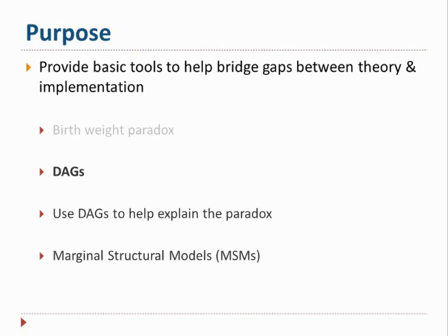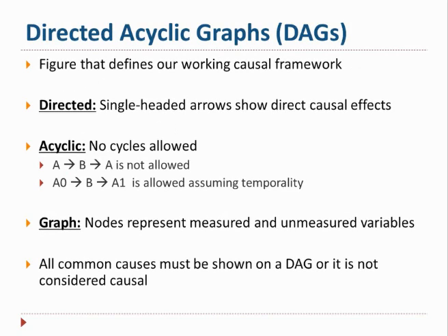So let's talk a little bit about DAGs. How many people here have seen a DAG before or know what a DAG is? Has some exposure? I like to think of DAGs as figures that define our working causal framework. And the name DAG has a very specific meaning. The D is from the word directed, which means all the arrows in DAGs are single-headed arrows that show direct causal effects. So any arrow pointing from one variable to the next implies that there is a causal association between those two variables. The graphs are acyclic.